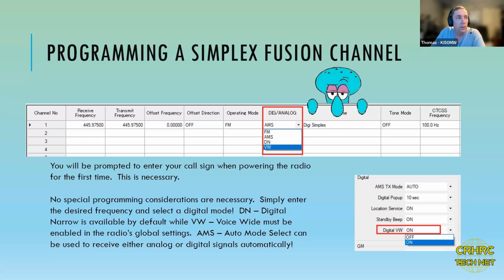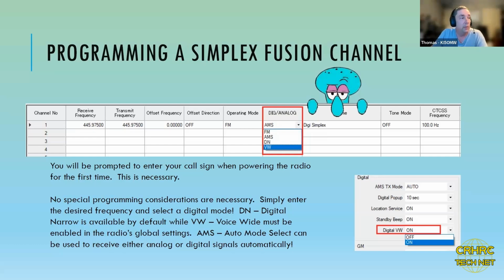The next digital mode is DN, or digital narrow. This is the standard Fusion mode that uses half of the available bandwidth for voice and the remainder for data. This mode will be able to send and receive additional information like GPS position data and text messages if enabled. For example, with GPS enabled, you will see the distance and bearing to any other Fusion radio you receive a signal from, as long as their GPS is also enabled.